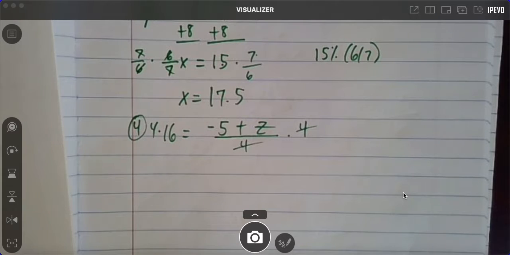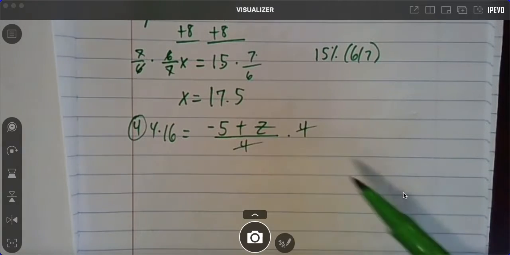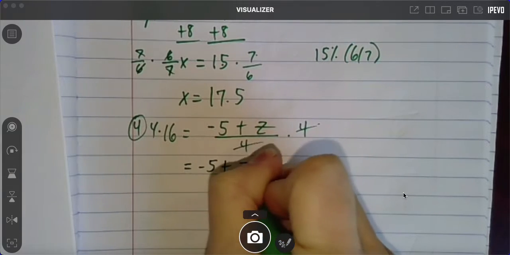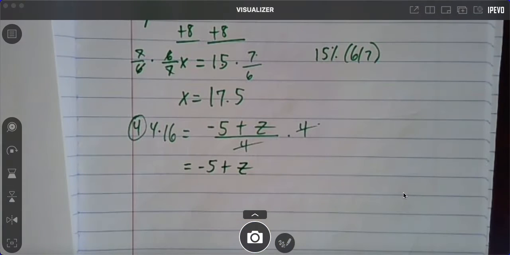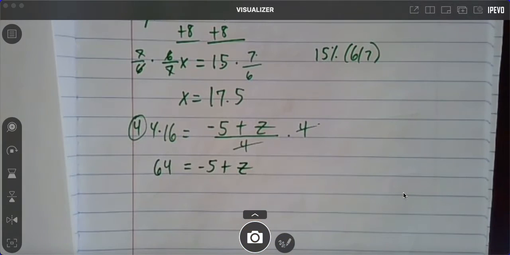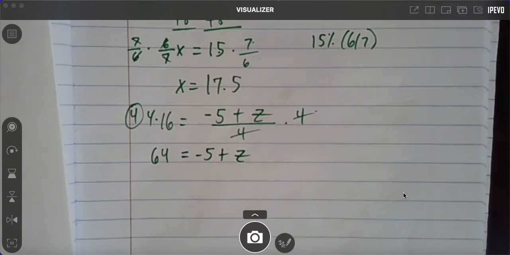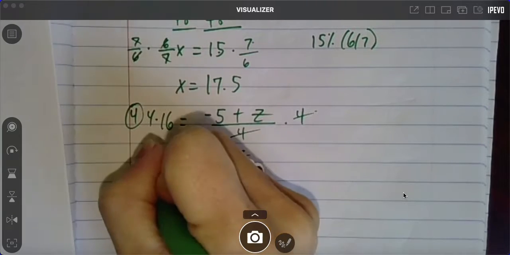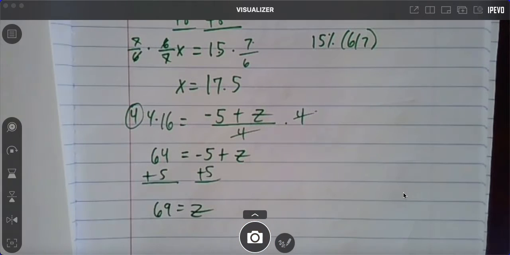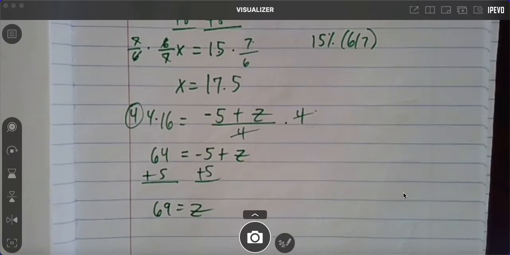Like, that's why you always do the opposite. It'll cancel out. So the 4's cancel out. And over here, I get -5 plus z. And then what's 4 times 16? 64. One more step. There's one other number over there with the z. It's a -5, so I'm going to add 5. And we get z is 69. So your answer on that one is A. All right, let's keep going.